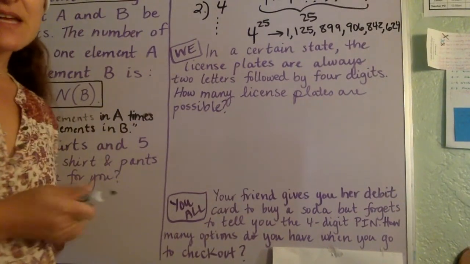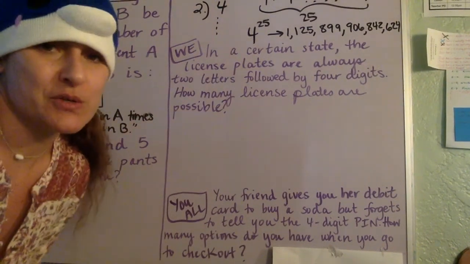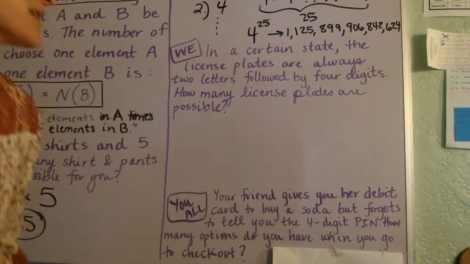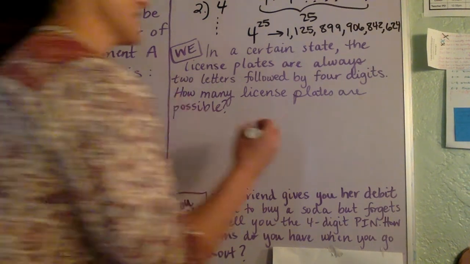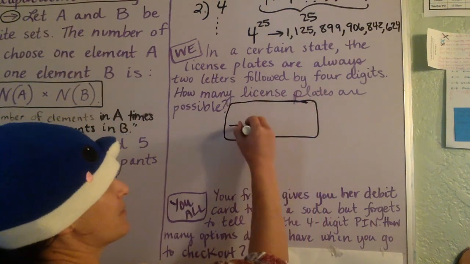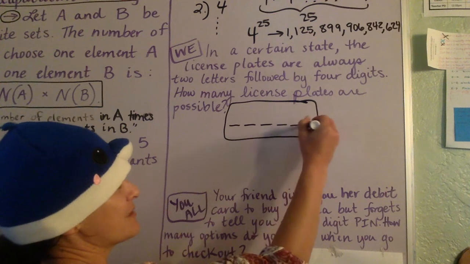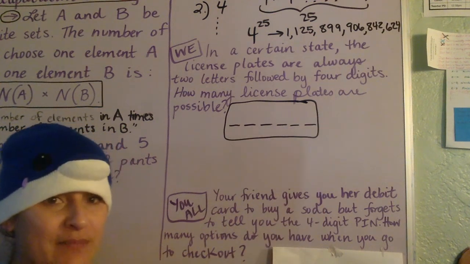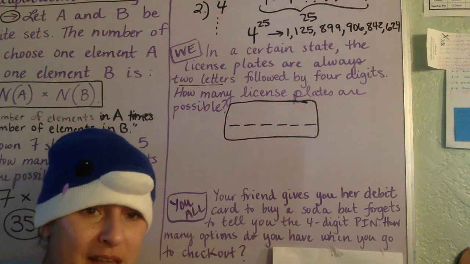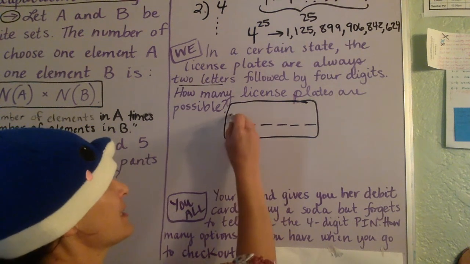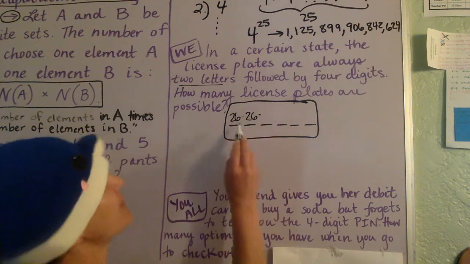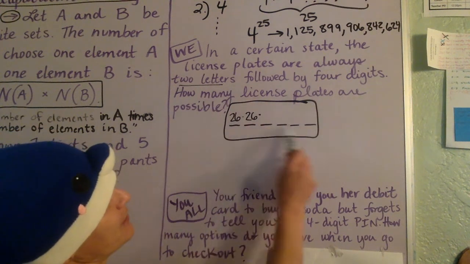In a certain state, the license plates are always 2 letters followed by 4 digits. So how many license plates are possible? Okay, so let's just think about our license plate. Sometimes I think it's helpful to draw it out so you can visually see what's going on here. The first 2 have to be letters. So how many letters in the alphabet? Of course, there's 26. So you have 26 choices right here, and then you have 26 choices again for the second one. And then that's followed by 4 digits.